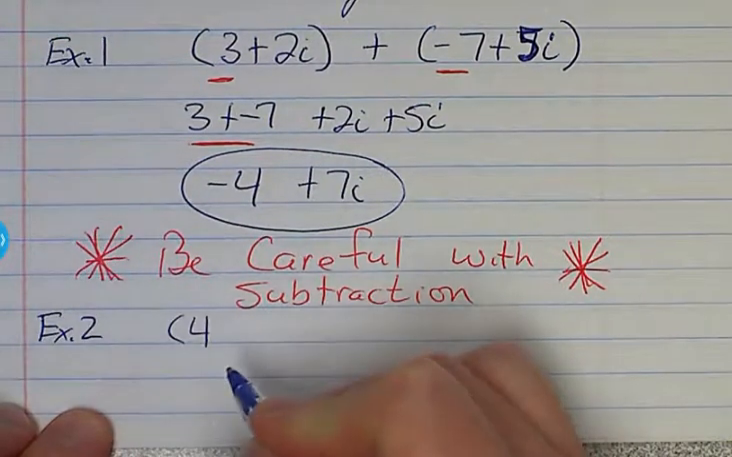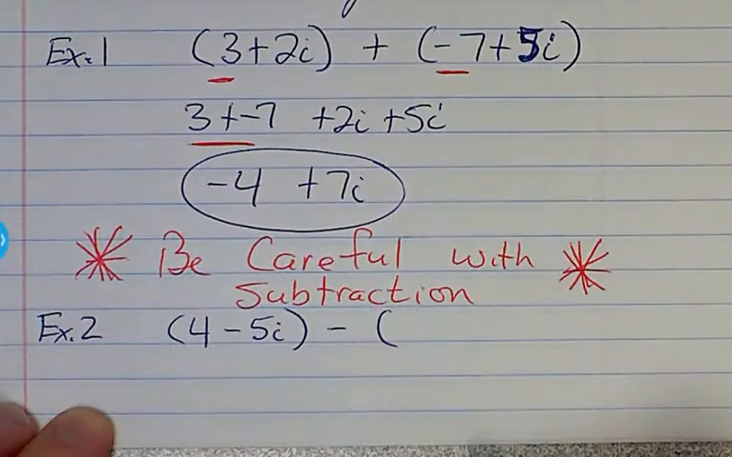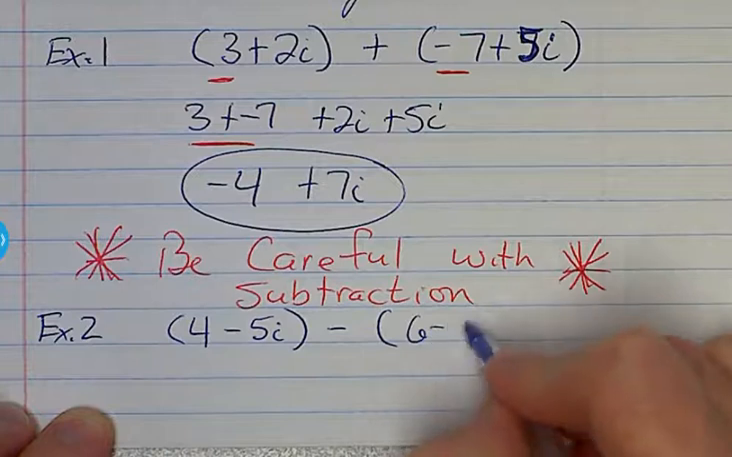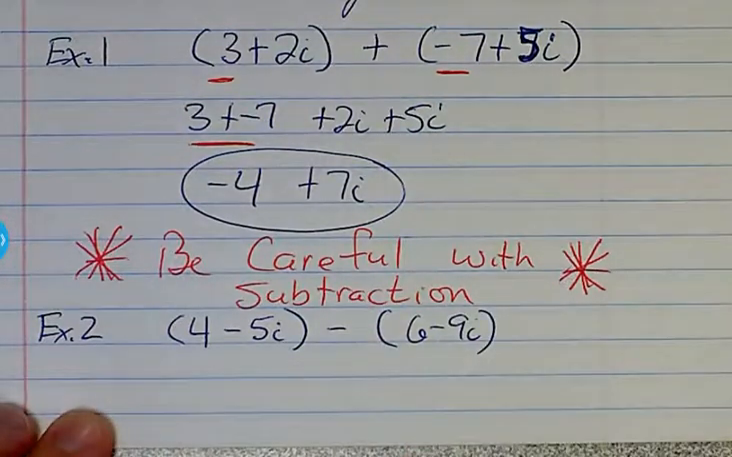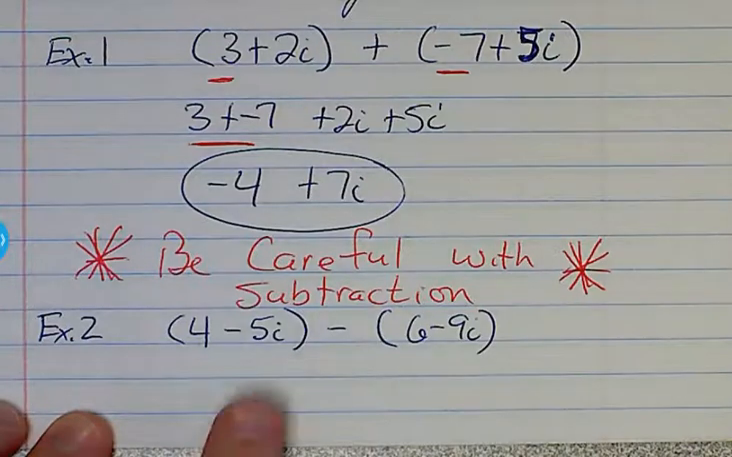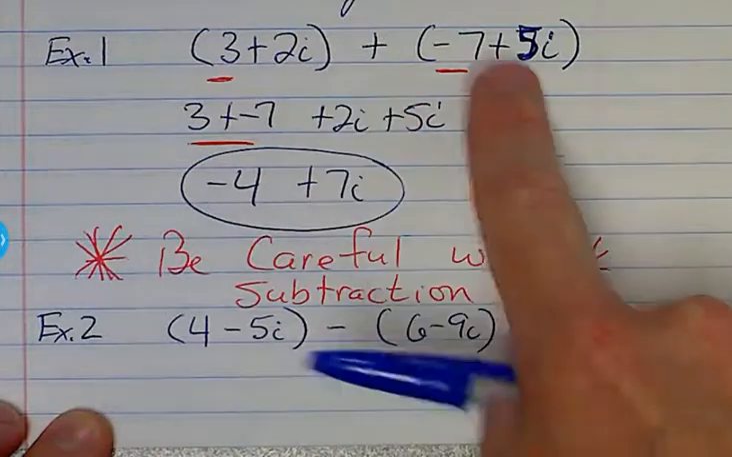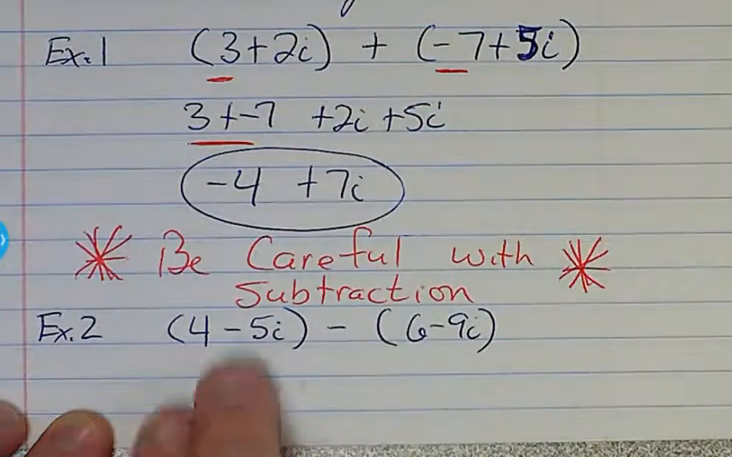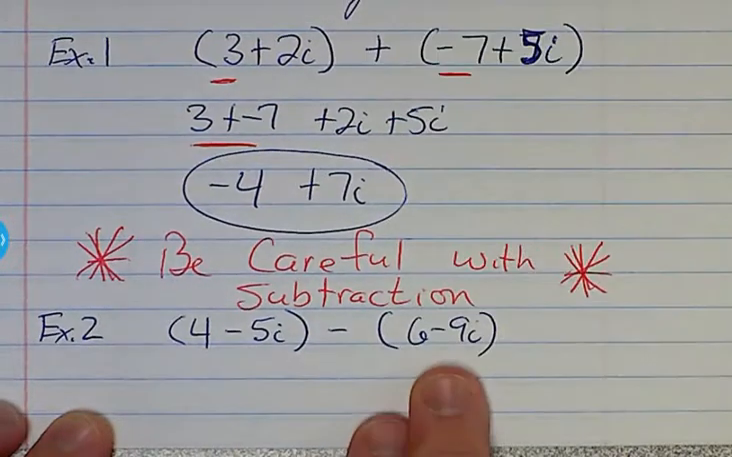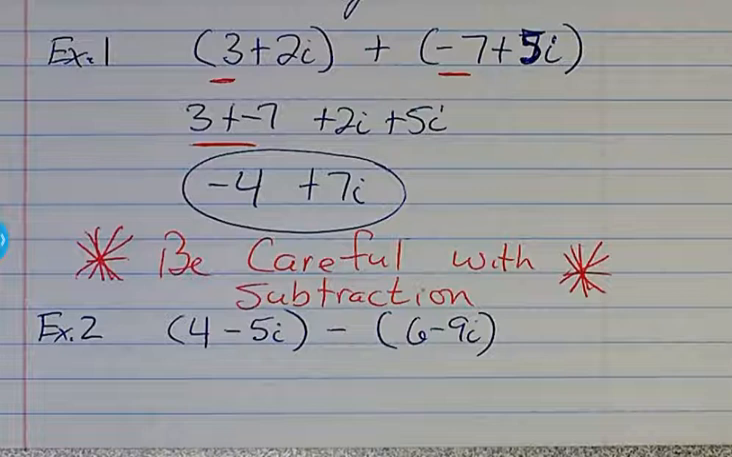So let's say you've got 4 minus 5i, and we're going to do minus 6 minus 9i. Now, if you're wondering why these are in parentheses, it's because going back up to the first part, it was one complex number plus another complex number. Now we're doing subtraction with another complex number. So they'll separate them off in parentheses to start, just to know that it's two complex numbers that you're going to add or subtract.